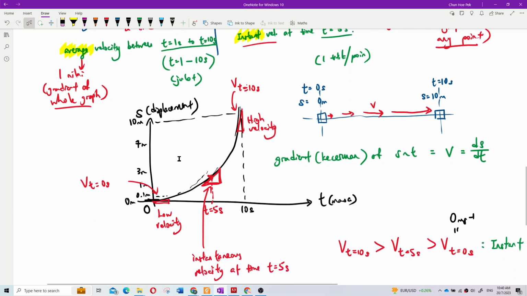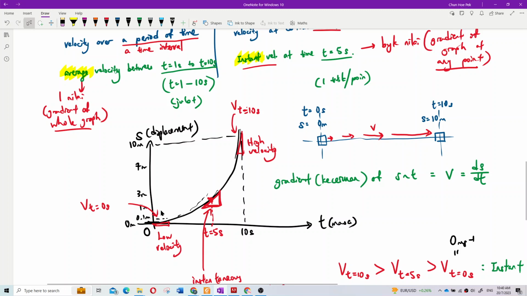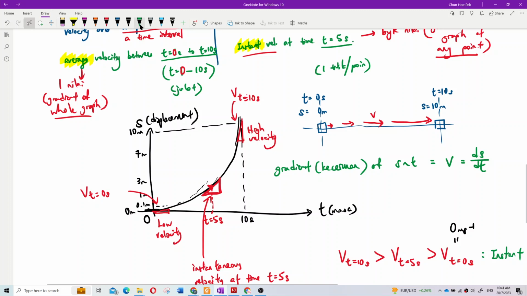Macam mana cari average velocity ni? Let's say I want to find average velocity from 1 second to 10 second. Okay lah, make it simple. From 0 second to 10 second. I take the whole time lah. Saya boleh ambil julat lah. Saya nak ambil julat dari mana ke mana kan. Kalau saya nak ambil keseluruhan graf, saya ambil 0 to 10 second. Okay, so macam mana nak cari average velocity? Senang saja. Ambil point ini, sebab saya start dari 0 second kan. From 0 second up to 10 second.